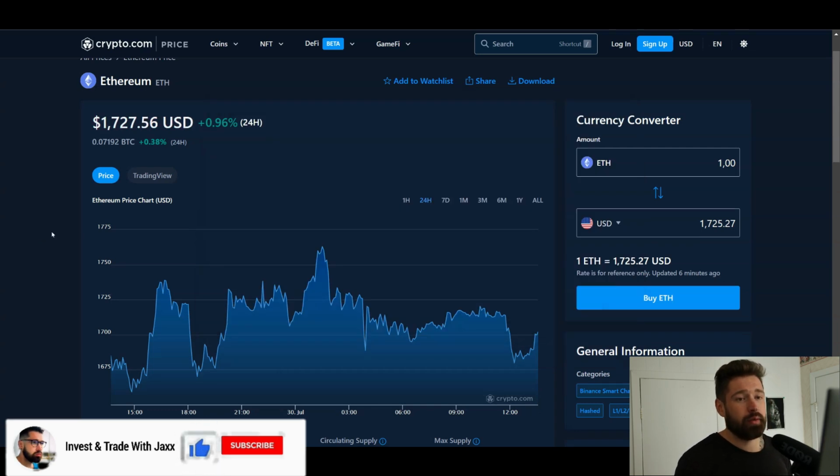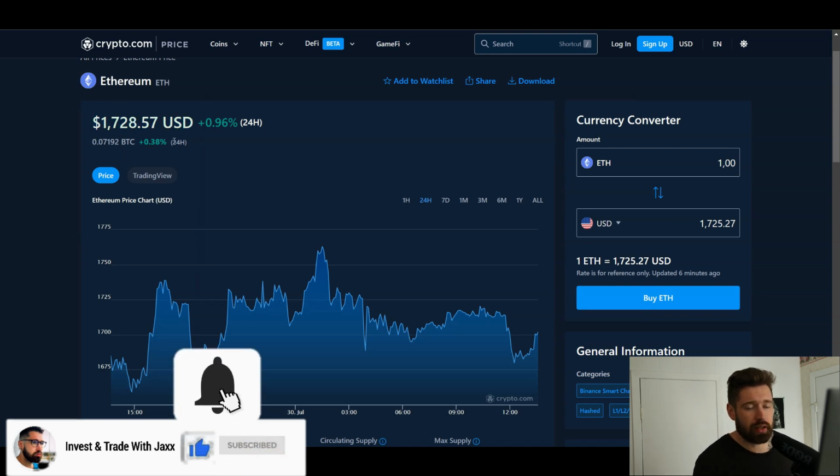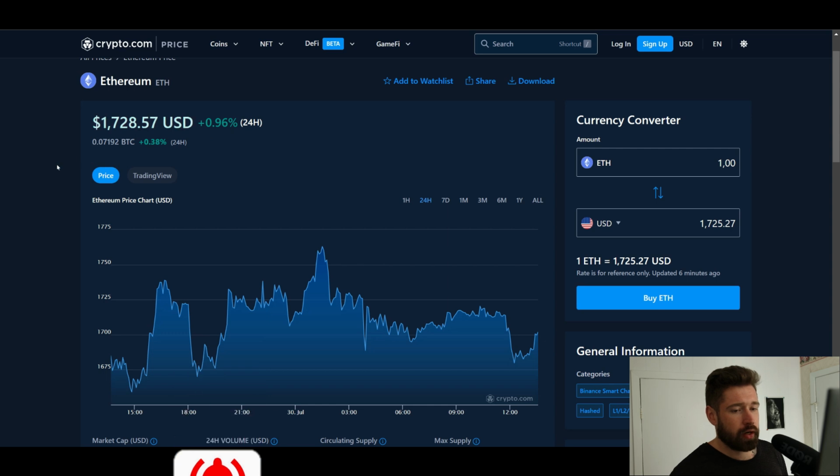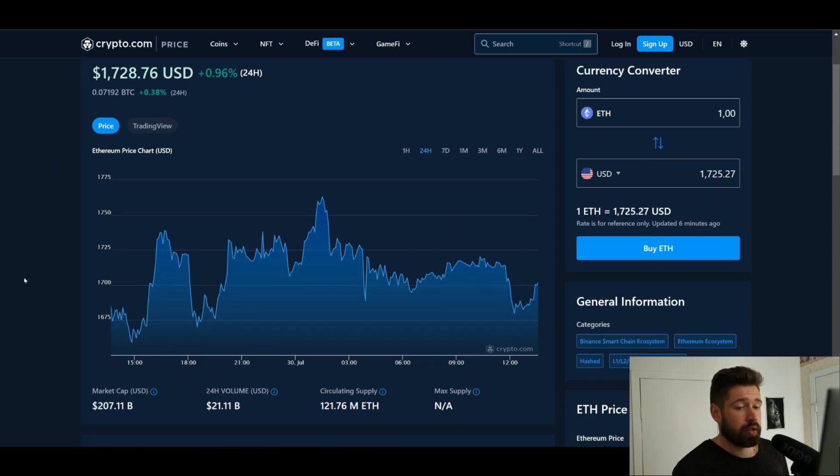Going to go over our friend Ethereum, currently sitting at 1727, up 0.96 on the day. We perfectly met our wave 5 target. We're sitting at a market cap of 207 billion and the 24-hour volume is 21.11 billion. Let's pop into the charts.